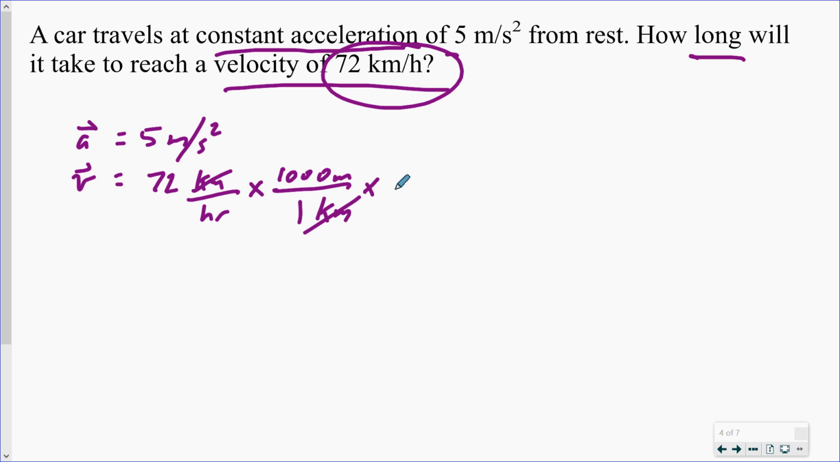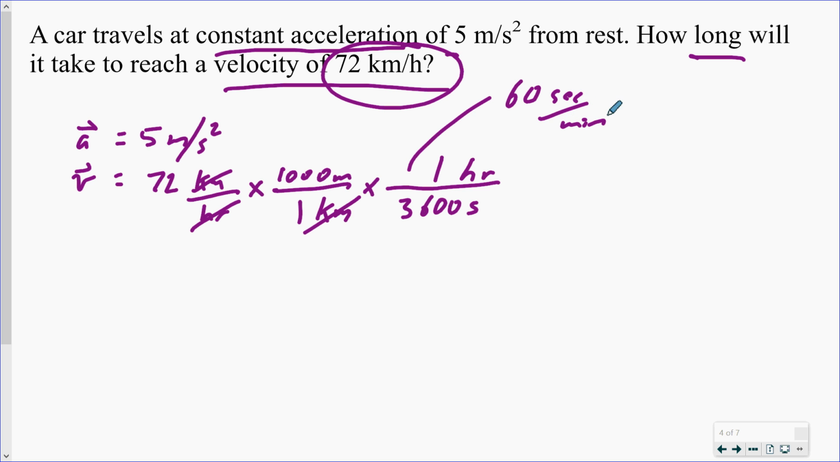Now we need to get rid of the hours. We want to cancel out hours. It's in the denominator, so now we put it in the numerator. In 1 hour, there are 3,600 seconds. Okay, so 60 seconds in a minute, 60 minutes in an hour. Multiply those together, and I get the 3,600 seconds per hour. That's where that came from.